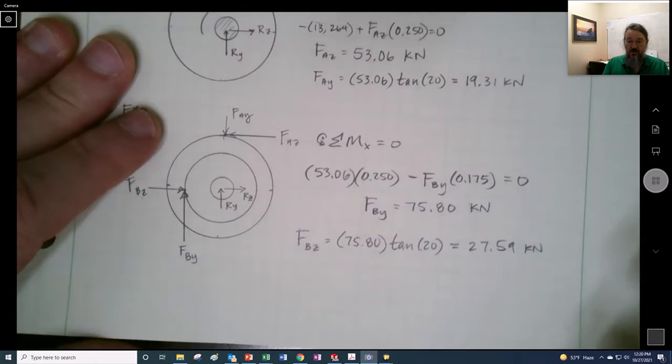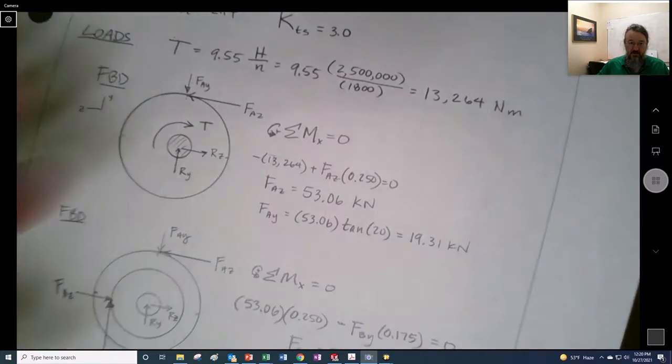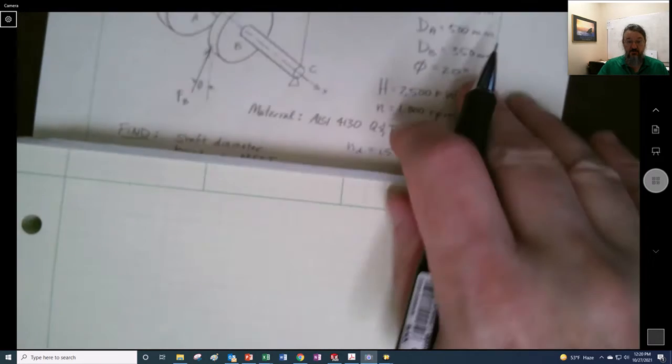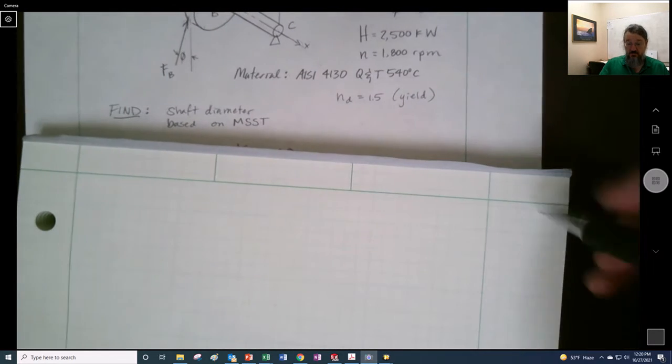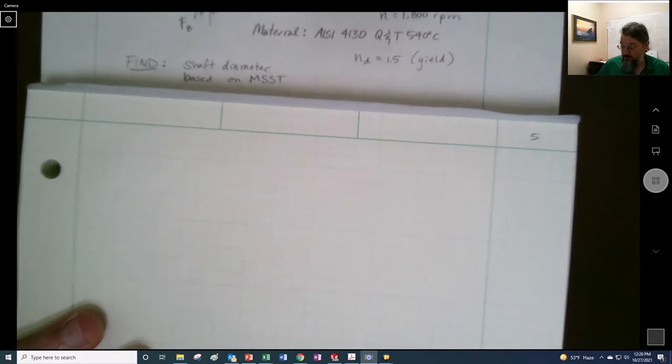So now we have these forces. We need to do the shear moment diagram, which always takes a little bit of time, right? Nobody likes doing it. Nobody really enjoys doing the 3D shaft problems, but what have you. It's a good problem, I think.